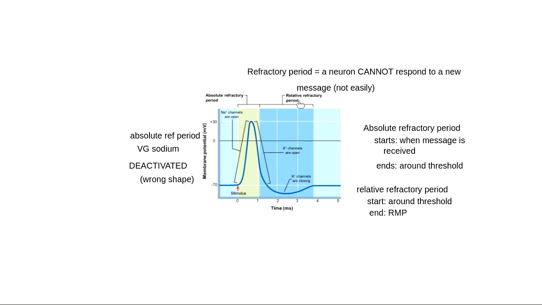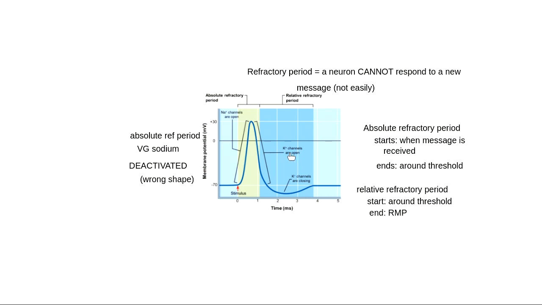The relative refractory period is when it's possible for me to generate a new message, but it's going to be really hard. The reason the relative refractory period makes it really hard for me to generate a new message is because of this right here. So underline, highlight, star this. My potassium channels are open. Specifically, it's the voltage-gated potassium channels that are still open.